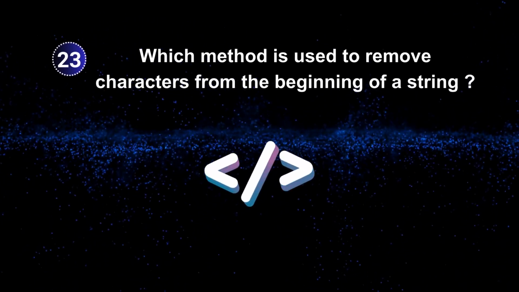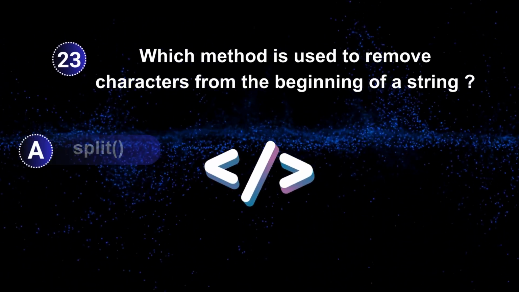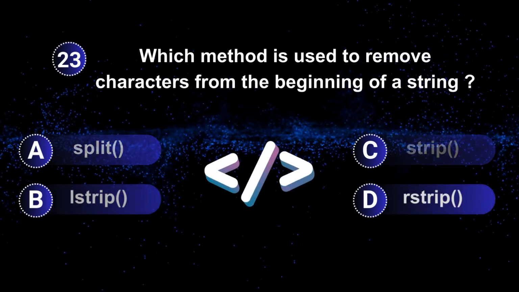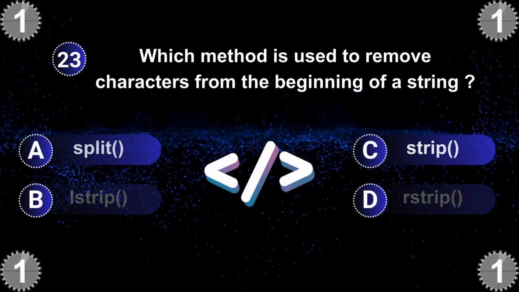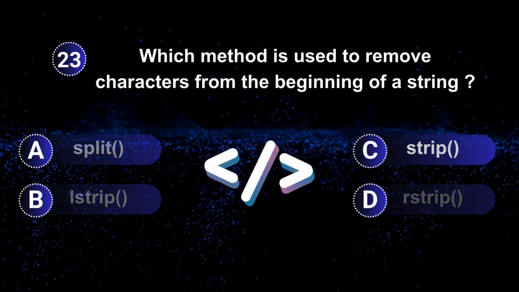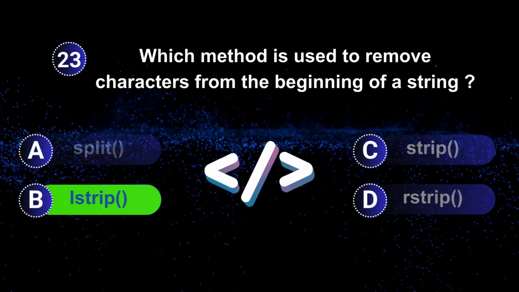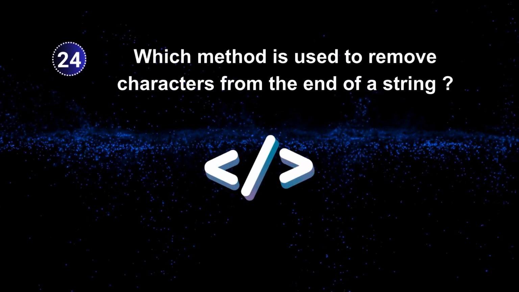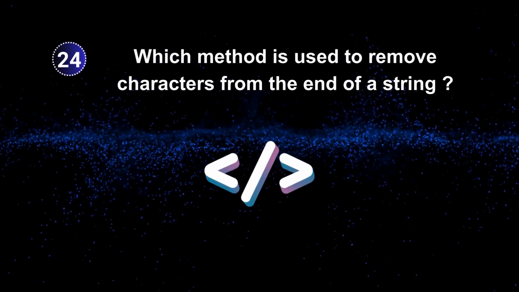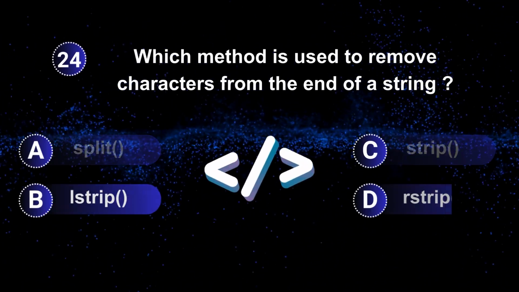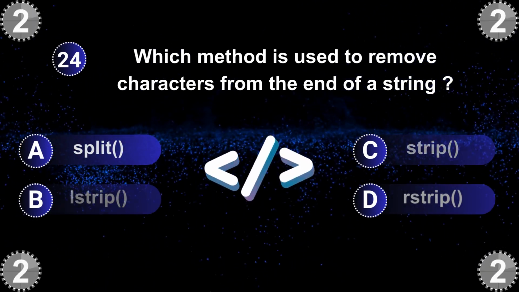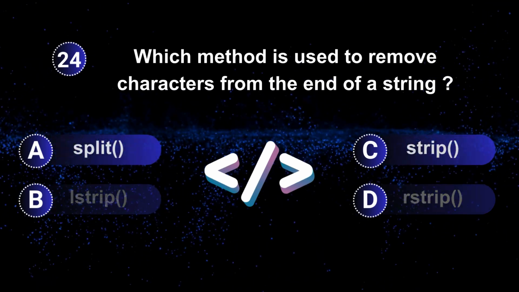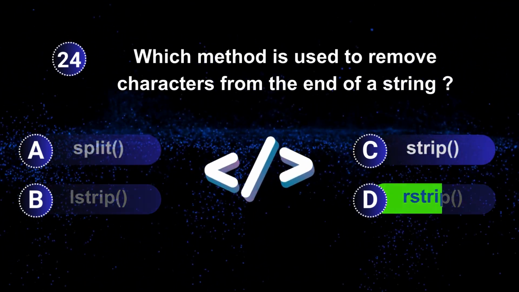23rd question. Which method is used to remove characters from the beginning of a string? Answer is option B. 24th question. Which method is used to remove characters from the end of a string? Answer is option D.